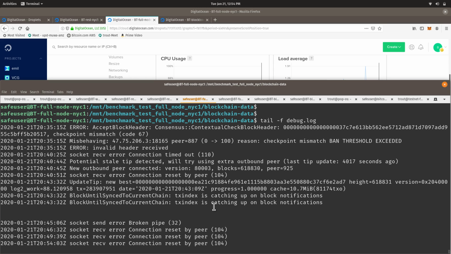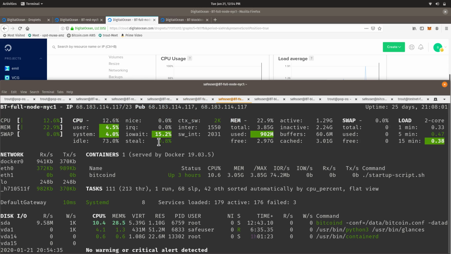This is the full node. We're looking at the debug log. Nothing really going on. The full node's currently running at about 10 to 15% CPU, and a little bit less than 25% of its memory, or about 903 megabytes. bitcoind is using about 10 to 15% of the CPU. It's the only thing really running.